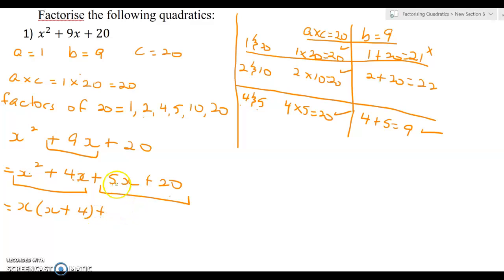Put your addition sign. 5x plus 20, we pull out 5 because 5 is the highest number that can go into both 5 and 20. 5 times x will give me back that 5x, plus 5 times 4. And you see how we have the same thing repeated there. So my final answer will be x plus 4, and in the next bracket, you put what's on the outside, which is x plus 5. Right? So far, so good.